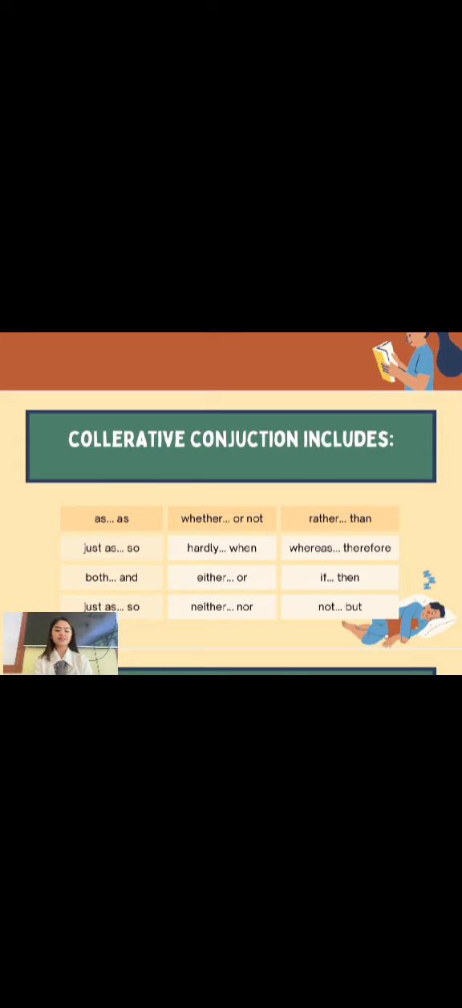Correlative conjunctions include as, just as, so, both, and, whether or not, hardly, when, either, or, rather than, whereas, therefore, if, then, not, but, with that, and, not only, but also, since, therefore, no sooner than, whether, or, so, as.